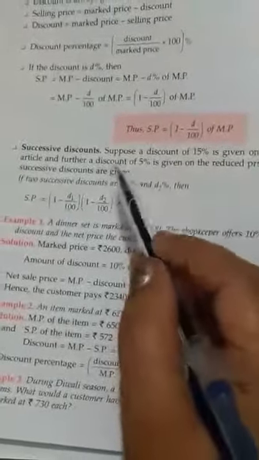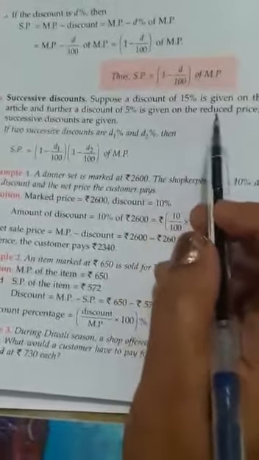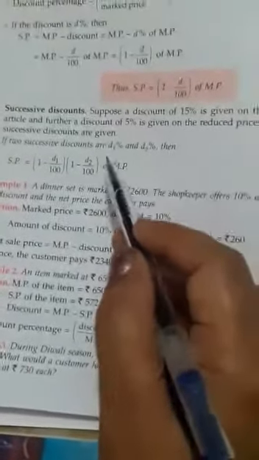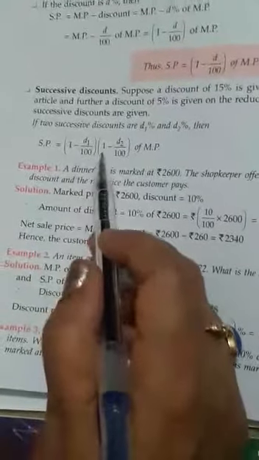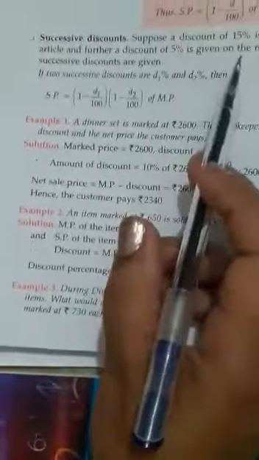Children, successive discounts are also given sometimes. Suppose a discount of 15% is given on the mark price of an article and further a discount of 5% is given on the reduced price. Then we say that two successive discounts are D1 and D2, and in that case SP is (1 minus D1 upon 100) and (1 minus D2 upon 100) of mark price. In that case you will not add these two successive discounts D1 plus D2, because the second discount will be given on the reduced price after D1.